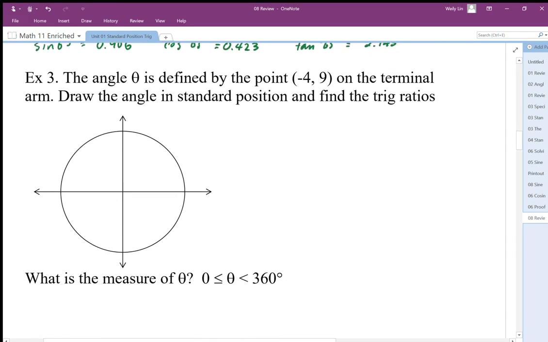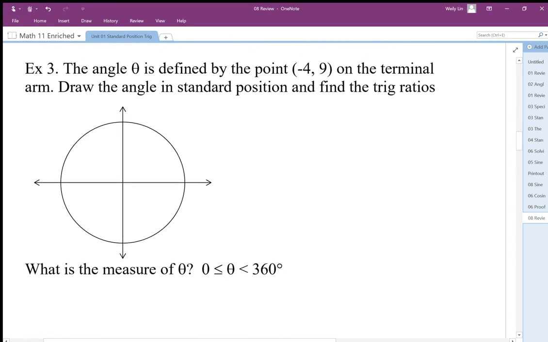This is a typical problem in standard position. We're given the position -4, +9, maybe somewhere around there. So the -4, +9 position, and I'm being asked to find all the trig ratios. So I'm going to find my sine ratio, sine of whatever that angle is, cosine of whatever that angle is, and tangent of whatever that angle is.